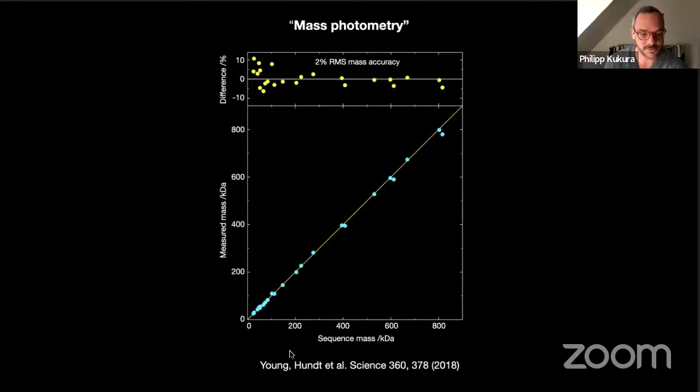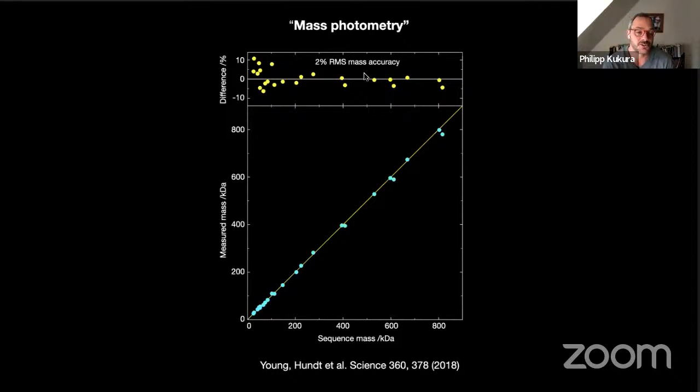So this is the sequence mass of a whole bunch of different proteins ranging in mass from 40 kilodalton to 800 kilodalton. And this is the mass that we measure using a calibration like the one that I've just shown you. And you can see that it matches remarkably well. And if you look at the error, it is on the order of a few percent.